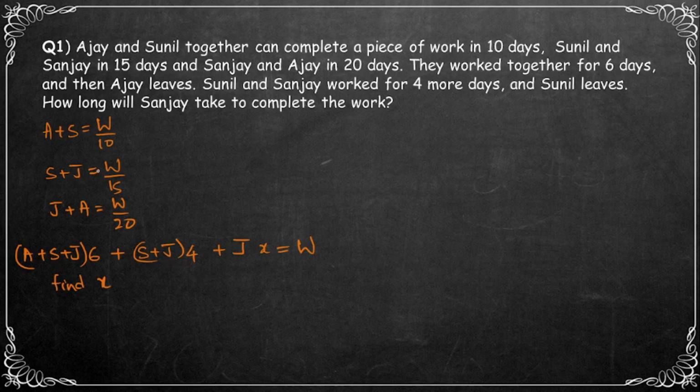S plus J we already have, which is W by 15. We need to find A plus S plus J. So that we can get by adding these 3 equations. So we have 2S, 2J and 2A. We can take 2 common, correct? So with 2 common, A plus S plus J is equal to W by 10 plus W by 15 plus W by 20.